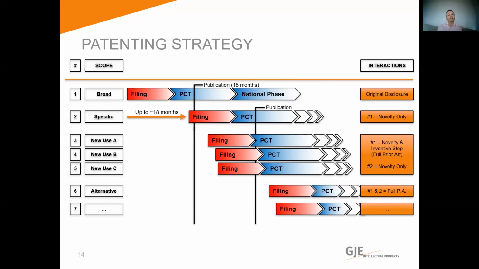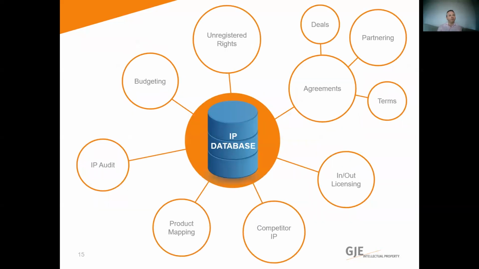So this covers the basic filing and patenting strategies. And now you're starting to amass IP rights. You need some way of tracking them, and that can be done using an IP database. But an IP database offers so much more than just tracking your patent assets, with many of the offerings being linked. You can use it to map your patents to products.